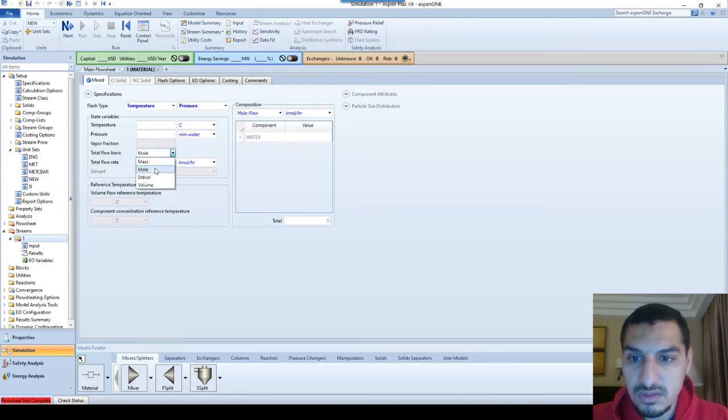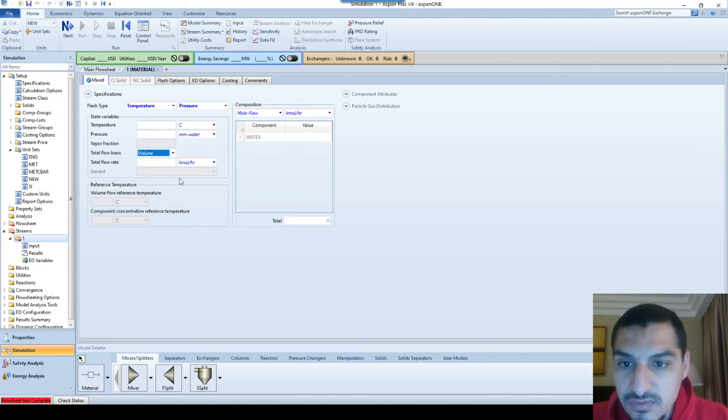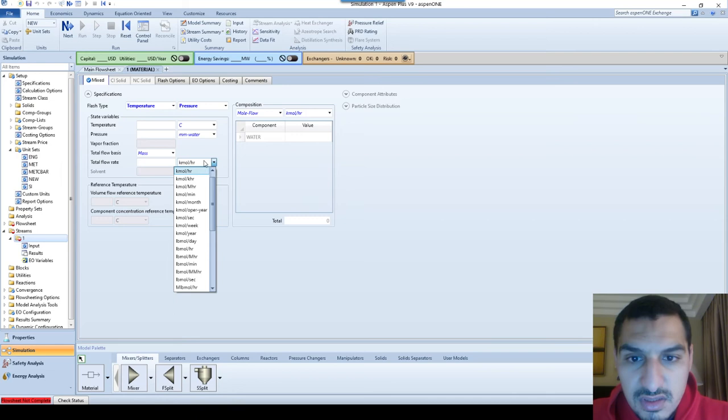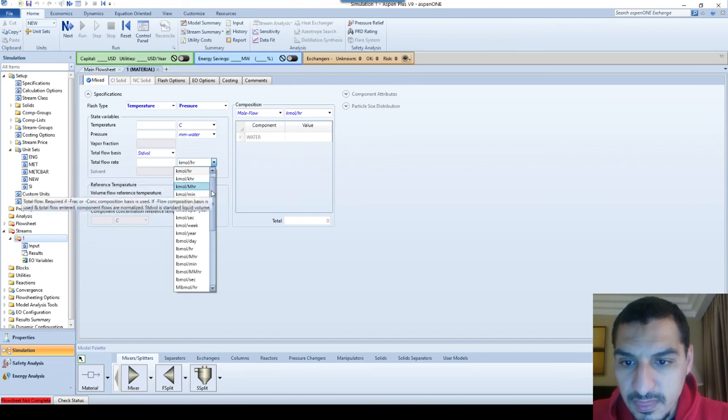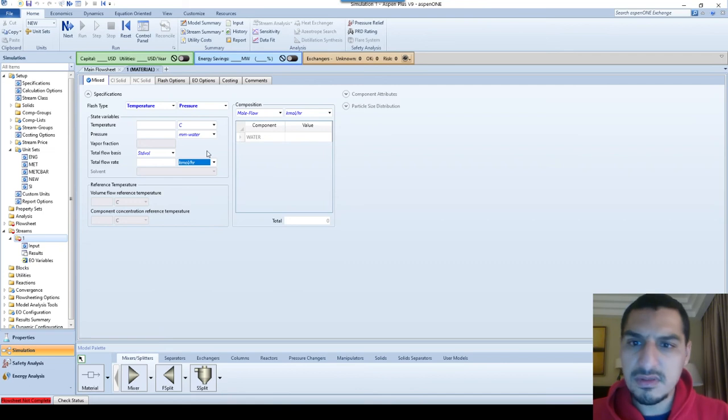It's not working. Oh, it's volume. I don't know why it's not doing this. It's not changing for some reason. I think it is kind of frozen. It is standard volume, it should be. I don't know, something is not right about it.